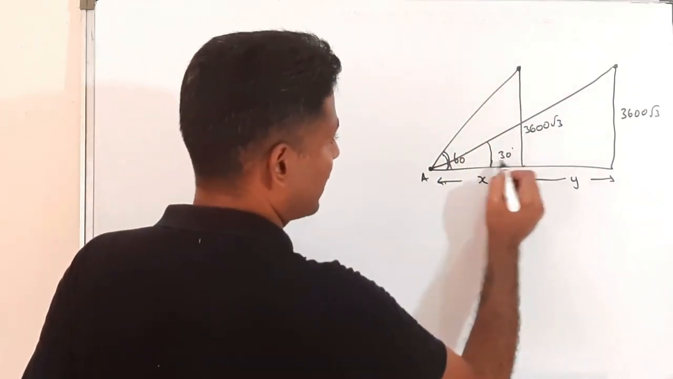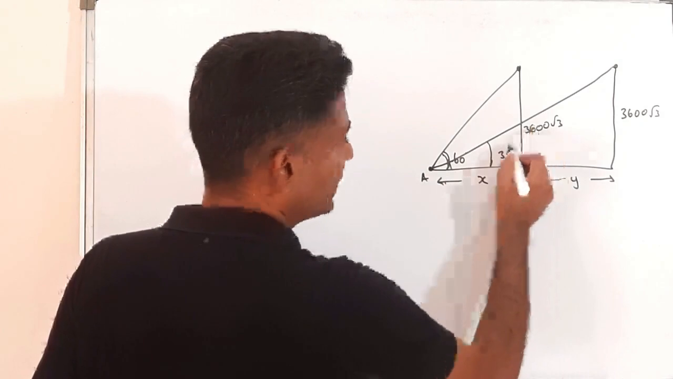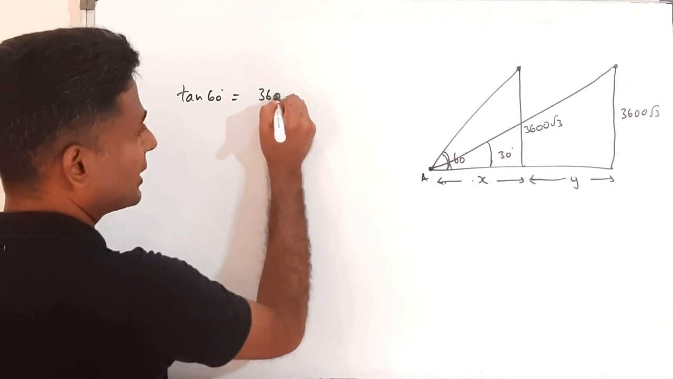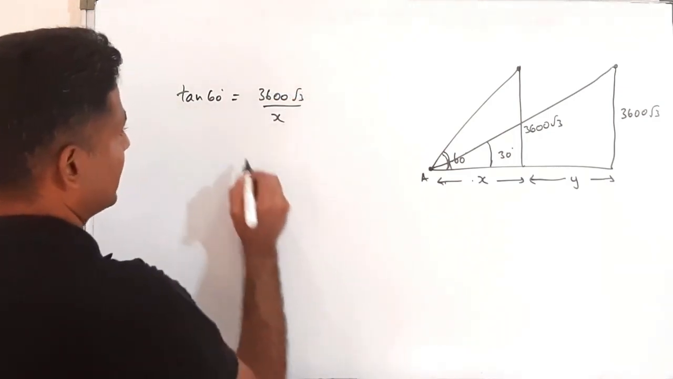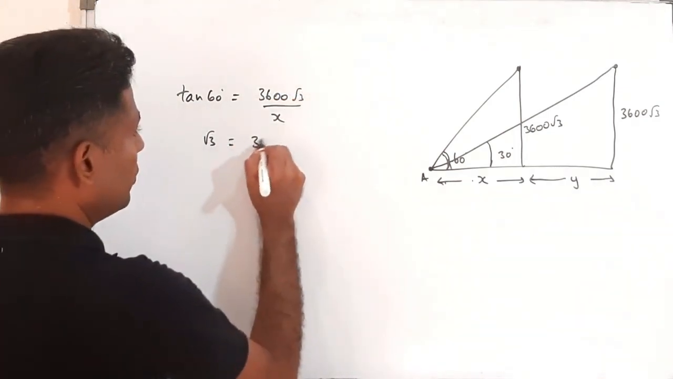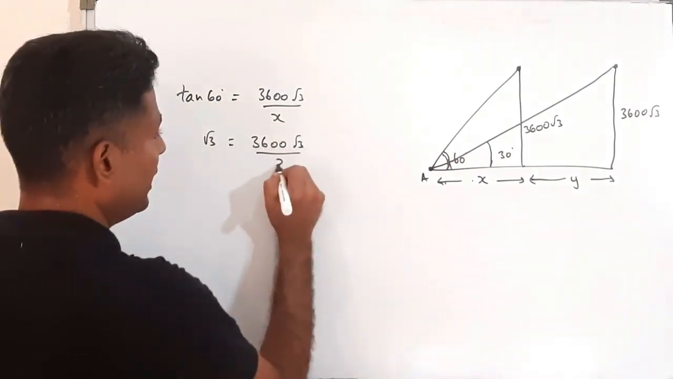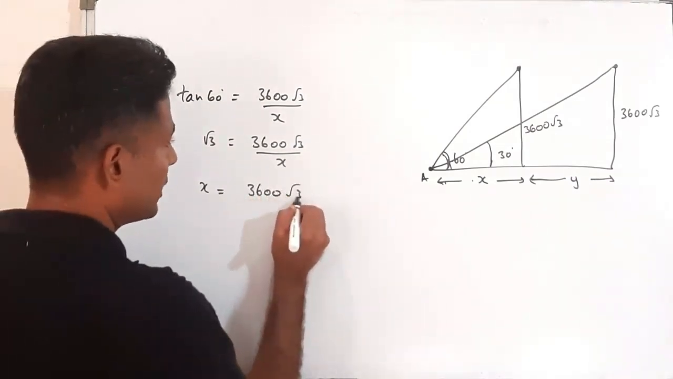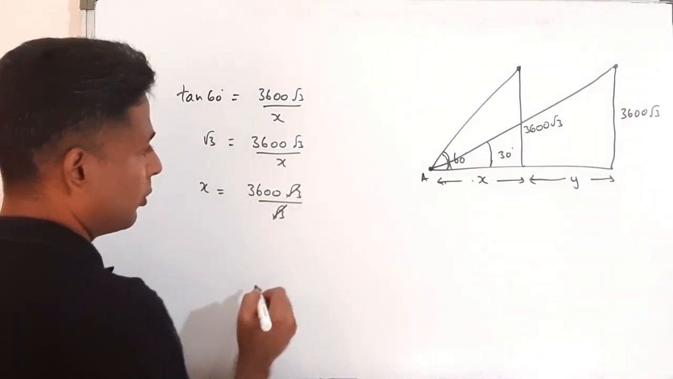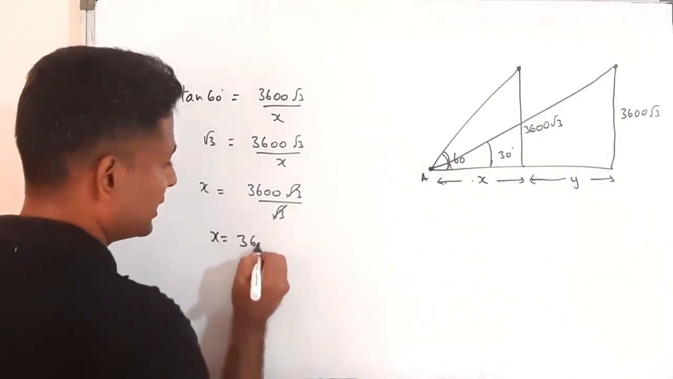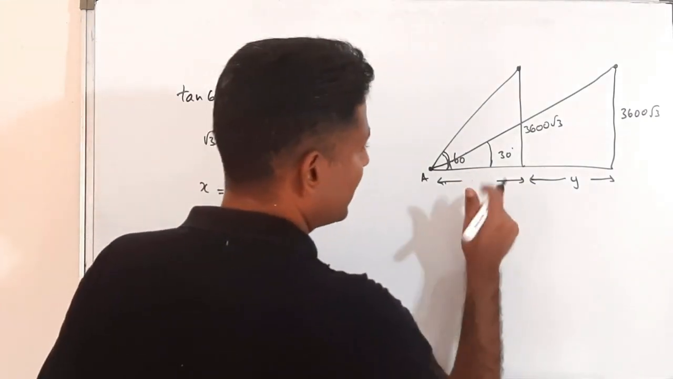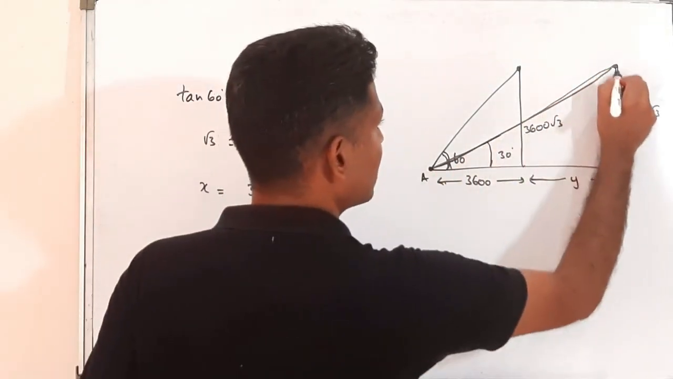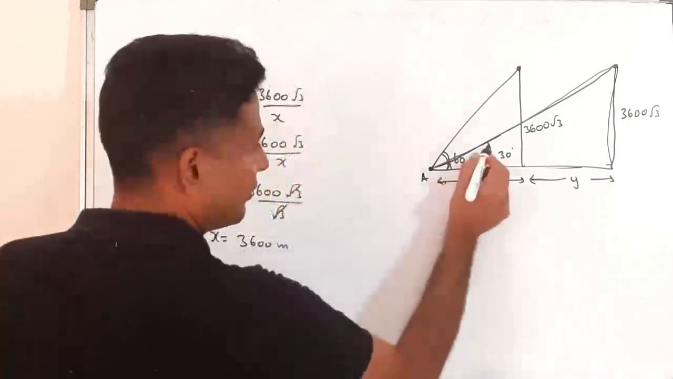So using the first triangle, this is 60 degrees, opposite and adjacent. So tan 60 equal to 3600 root 3 by x. Tan 60 is root 3 equal to 3600 root 3 by x. x goes there, root 3 comes down, 3600 root 3 by root 3. So root 3 cancels. So x equal to 3600 meters. So we got this as 3600.